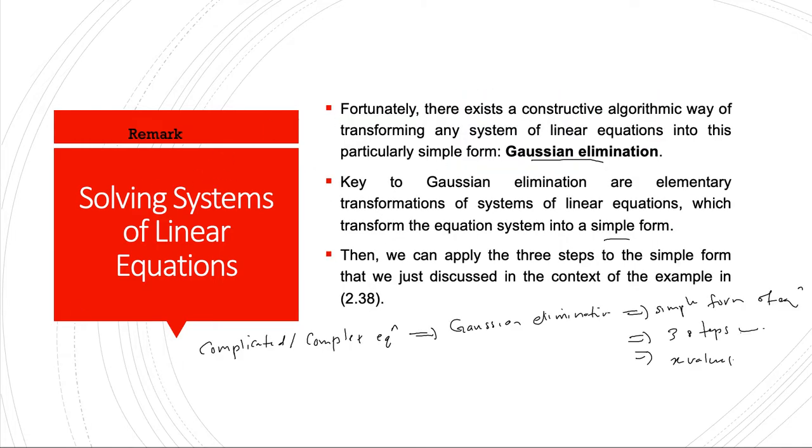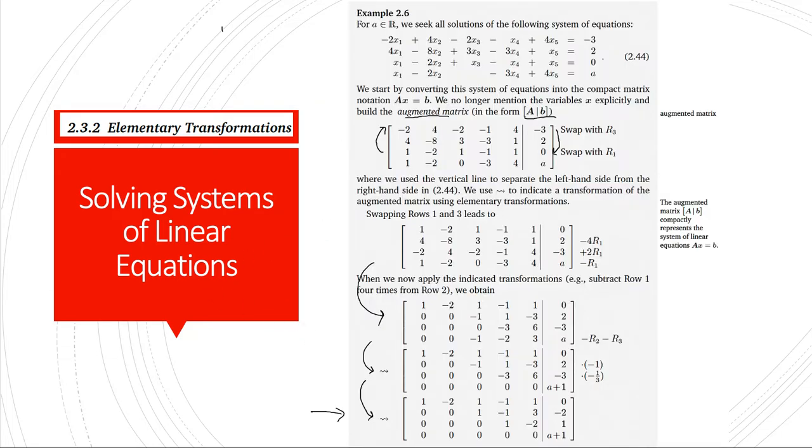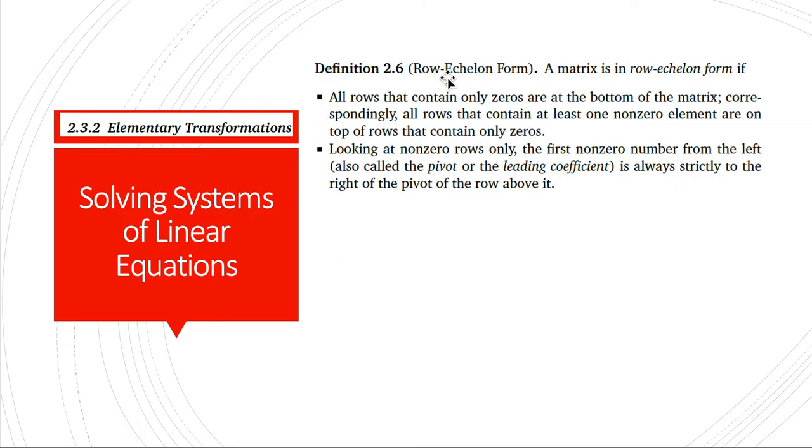And if we get a complex or complicated system of linear equations, then the next part is we need to reduce it, and we can reduce it by using Gaussian elimination. This Gaussian elimination can be applied by using these three operations: exchange, multiplication, and addition of the rows. And now we will look into what is row echelon form.